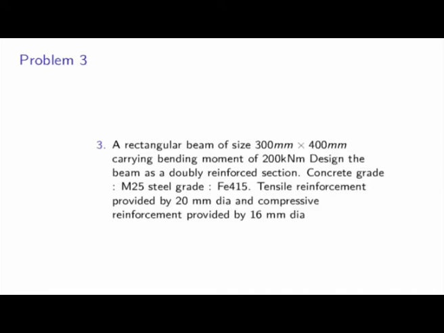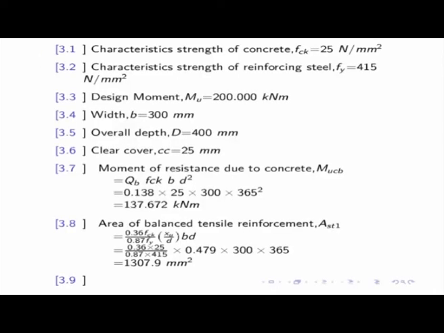Now, tensile reinforcement is provided by 20 millimeter dia and compressive reinforcement by 16 millimeter dia. Here also I have given the restriction: the tensile reinforcement I am providing 20 millimeter, and the compression one at the top is 16 millimeter dia. Again the standard way: characteristic strength of concrete 25 Newton per square millimeter, reinforcing steel 415 Newton per square millimeter, design moment 200 kilonewton meter, width b 300 millimeter, overall depth D 400 millimeter, clear cover 25 millimeter.